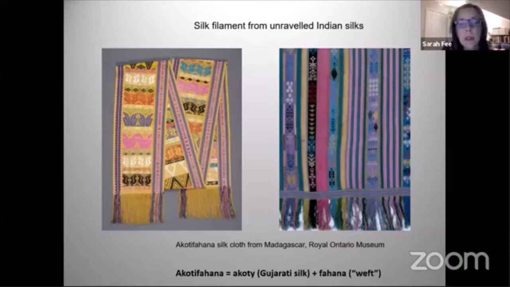This has been documented more so for the Swahili coast than for Madagascar. But linguistic evidence suggests that the famous Akutifana cloth of Madagascar that you see here probably has its origins in weavers unraveling the imported Gujarati silk called Akuti that I mentioned earlier in the talk, and then reweaving it.